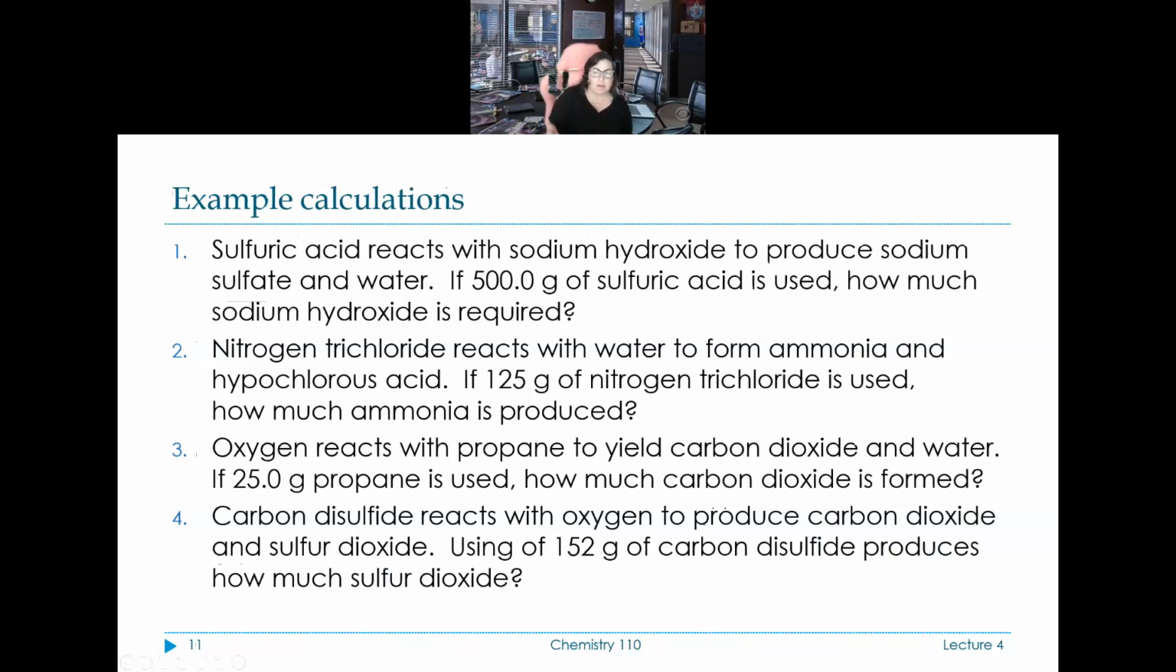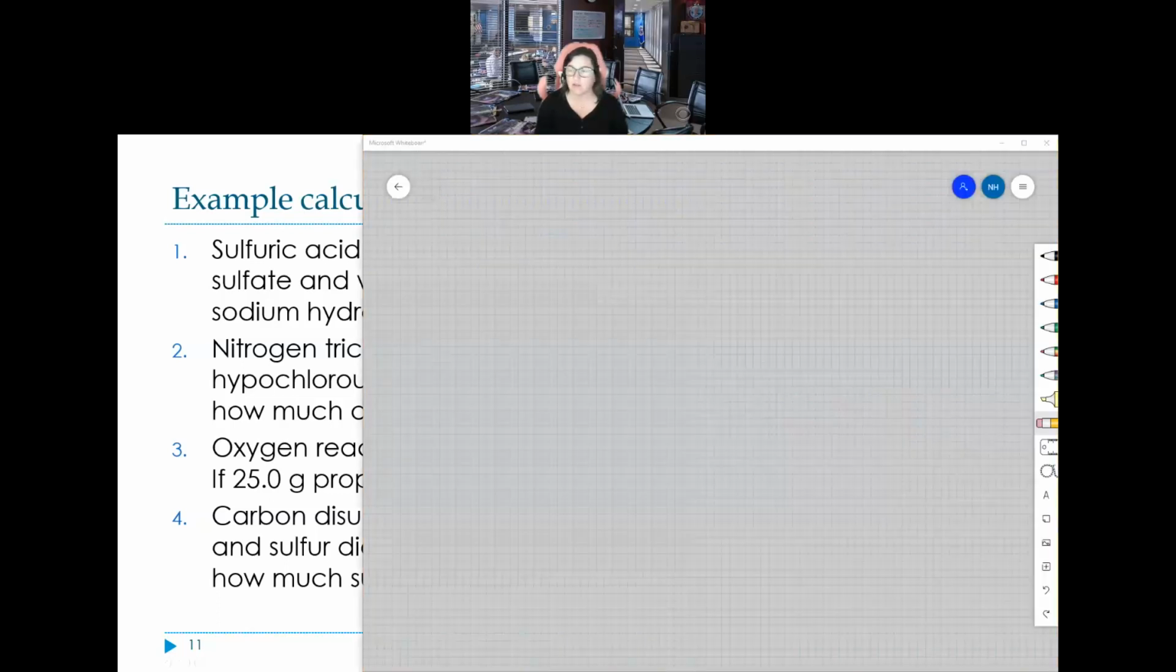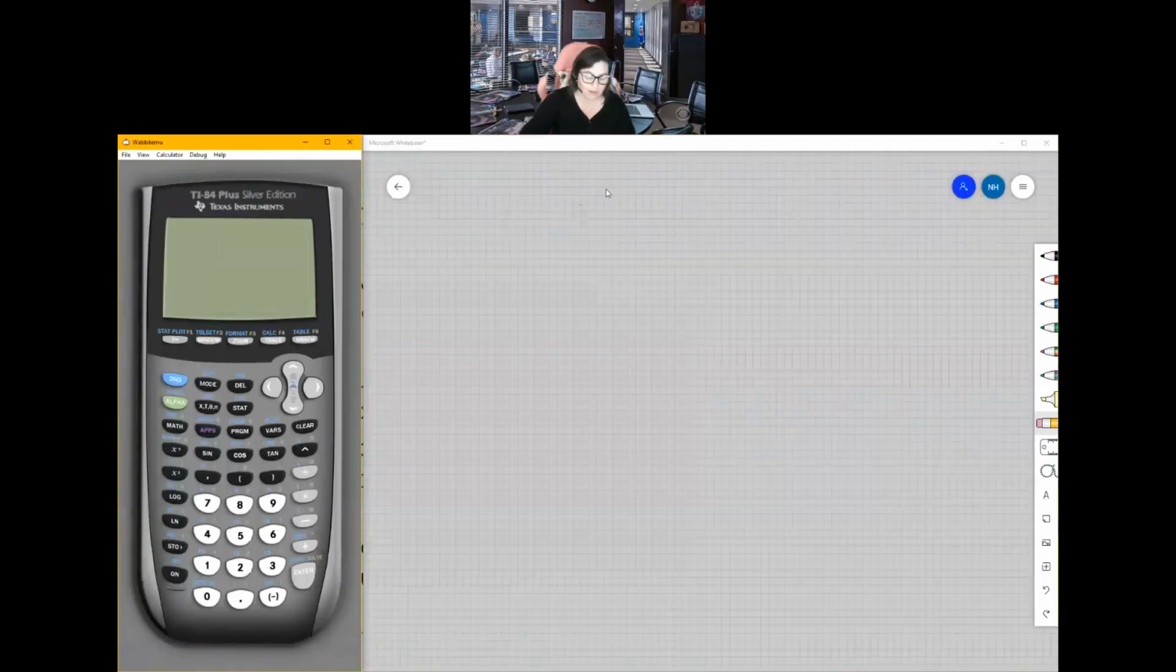So here are some example calculations that we're going to do. Sulfuric acid reacts with sodium hydroxide to produce sodium sulfate and water. If 500.0 grams of sulfuric acid is used, how much sodium hydroxide is required? Okay, sweet. Let's get something to write on. And of course, we'll need a calculator. So let's do that.